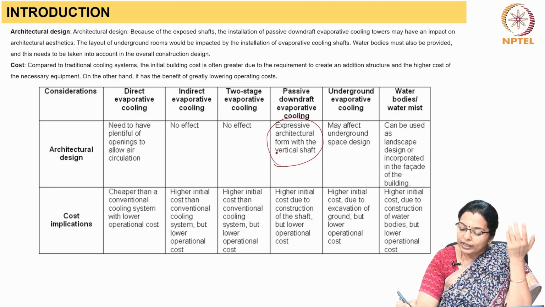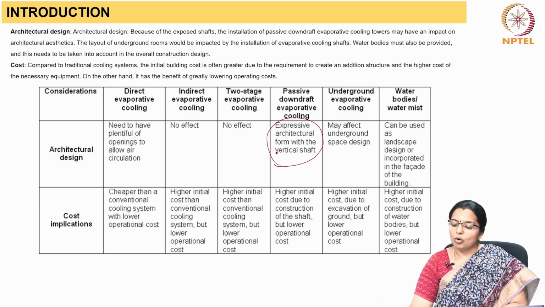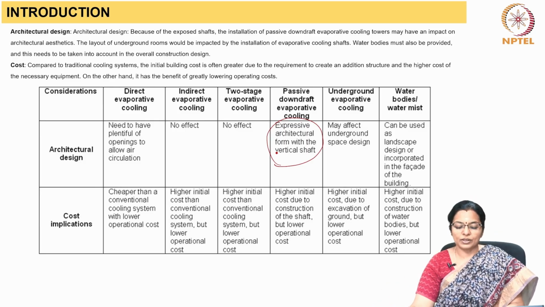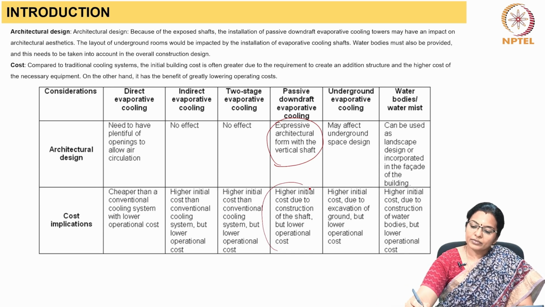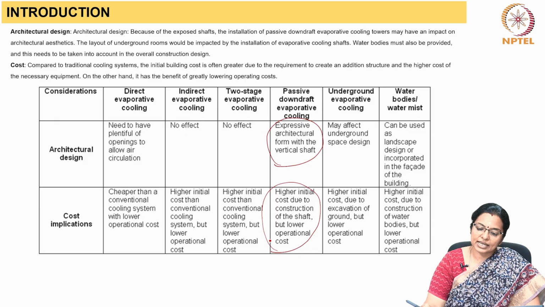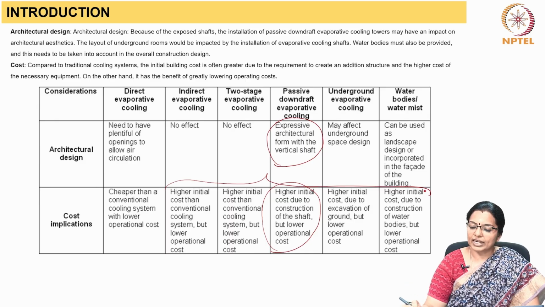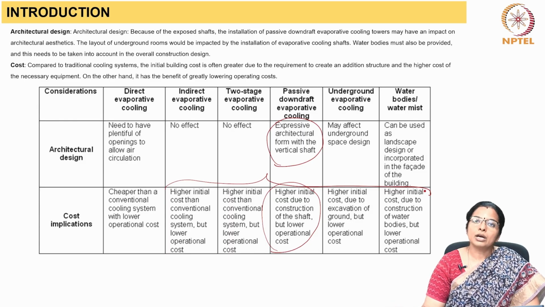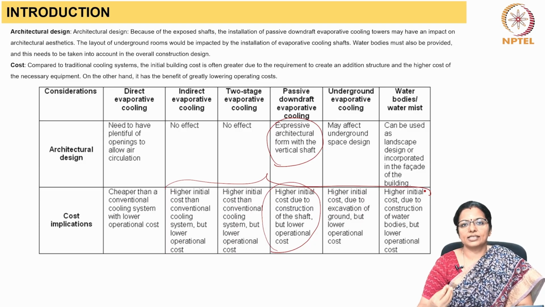Underground evaporative cooling may affect underground space design, and if mist or water bodies are used, these can be used as landscape design or incorporated on the facade of the building. When it comes to cost, passive downdraft evaporative cooling has a higher initial cost. In fact, all these advanced passive techniques incur additional cost because there is a need for a separate contraption in order to get the desired results.